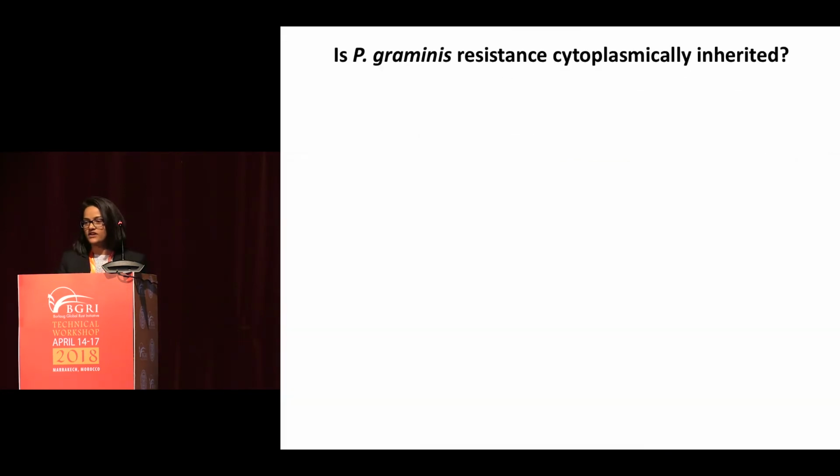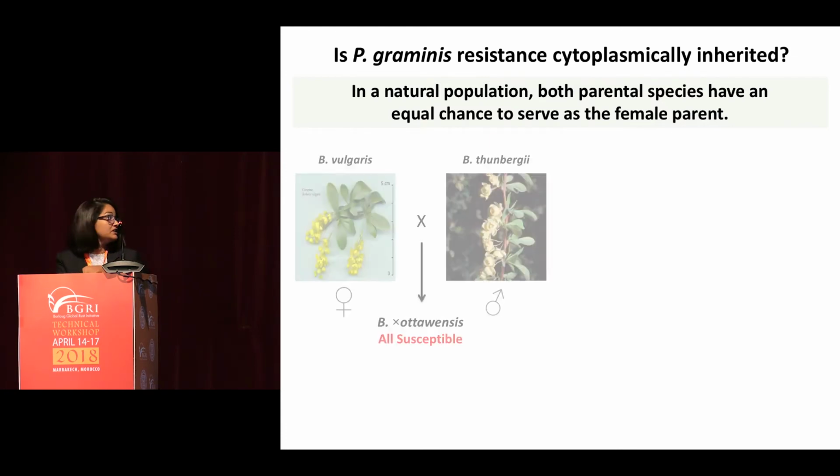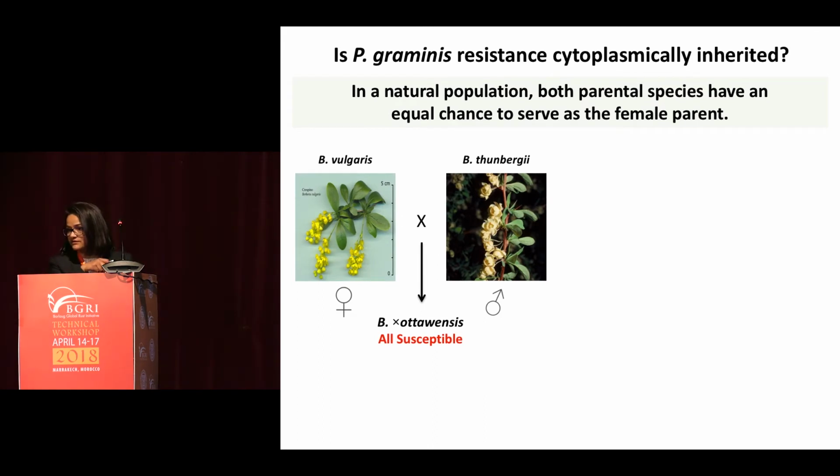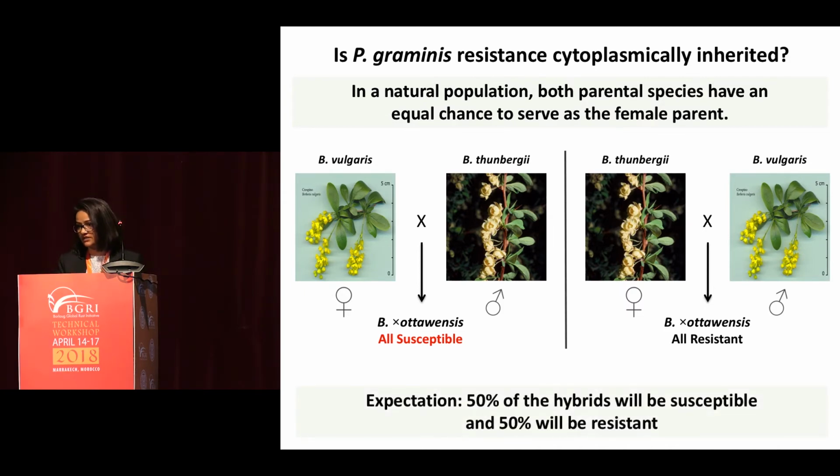We then started by asking if the Puccinia graminis resistance is cytoplasmically inherited. And we had to ask this because we are working with natural populations. And in a natural population, either the resistant parent could be the female or the susceptible parent could be the female. If the susceptible parent is female, we'd expect all the progeny to be susceptible. And if the resistant parent is female, then we'd expect all the progeny to be resistant. And as we are working in a natural population, the gene flow occurs equally in both directions, and we'd expect 50% of the hybrids to be susceptible and 50% to be resistant. So that's the rationale, and we saw a similar segregation pattern in our population. That's why we decided to test the cytoplasmic inheritance.